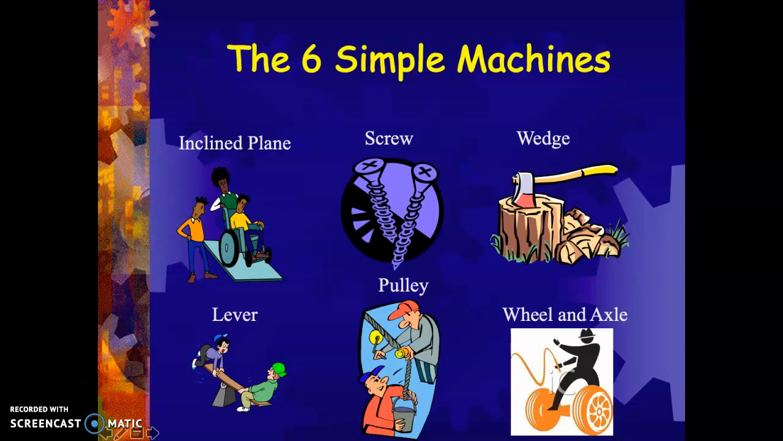Okay guys, we're back here. We are doing the 6 simple machines. In our last lesson we learned about the inclined plane, the lever, and the pulley. Today we're going to be focusing on the screw, the wedge, and the wheel and axle.